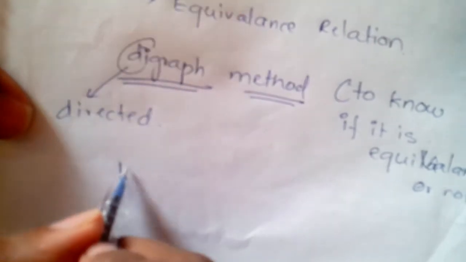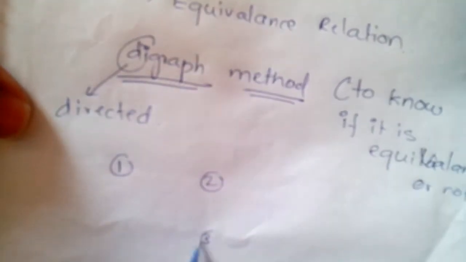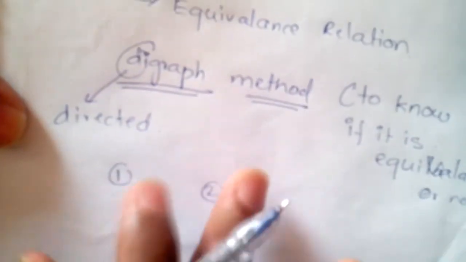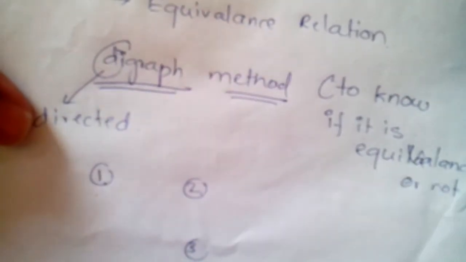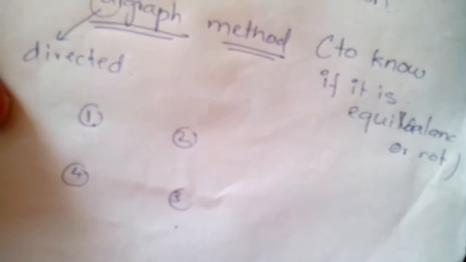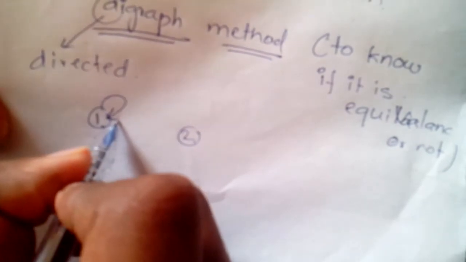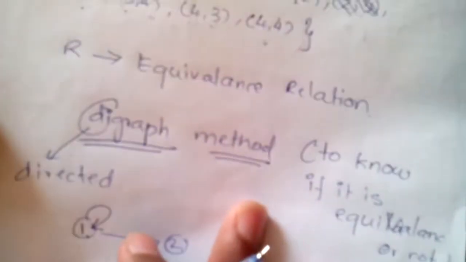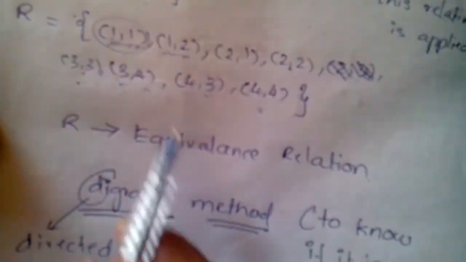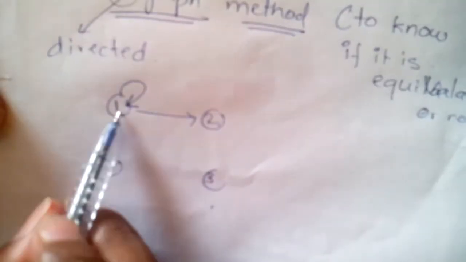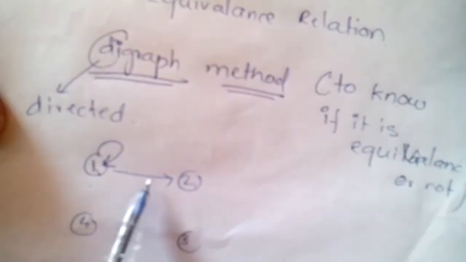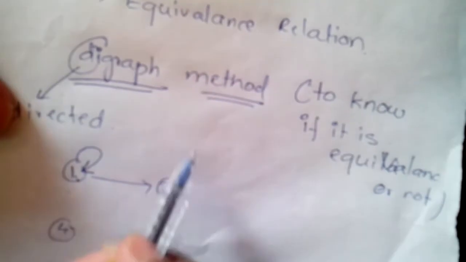So first make the nodes 1, 2, 3 and 4. You can take them in any order, it's not a problem. Okay, so we have an edge from 1 to 1. You can keep it like this. So 1 to 1, we have a self loop here. We also have an edge from 1 to 2, so we can keep 1 to 2 here, and 2 to 1, there's an edge.